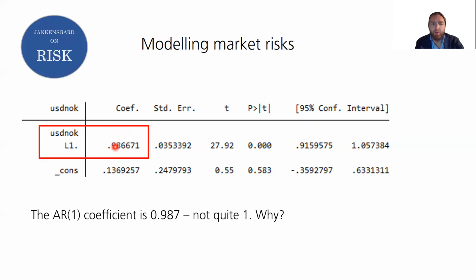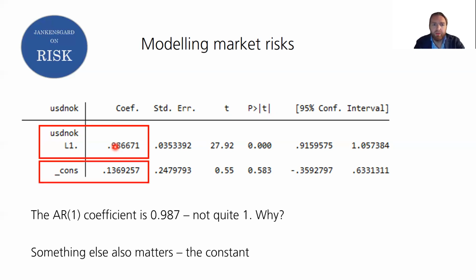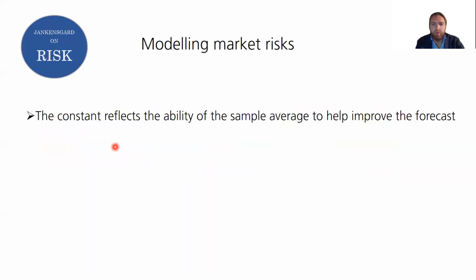And why is that, you might wonder? If it were 1, it would be exactly identical to the most recent observation, as we did just a few slides ago. But it turns out that something else also matters, and that is the constant, also returned by the model here. So how should we think about this constant? Well, we can interpret it in the following way. The sample average has some ability to improve the forecast.